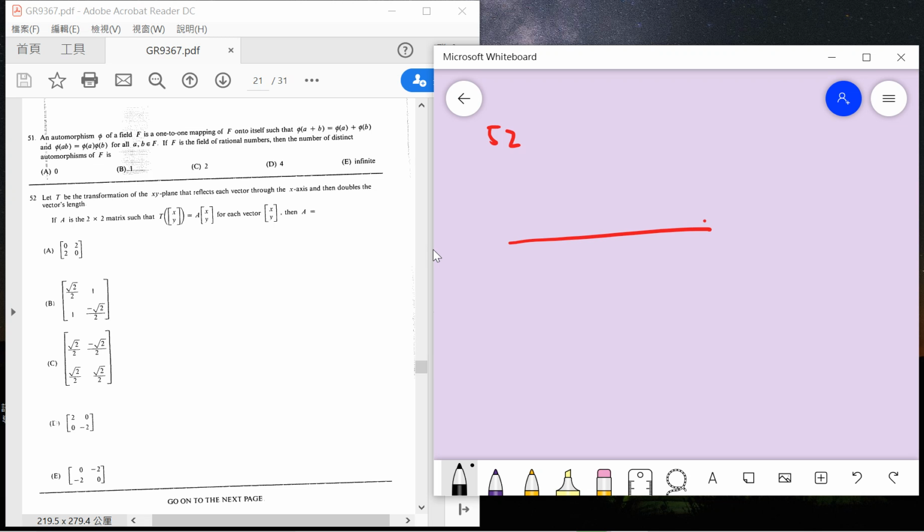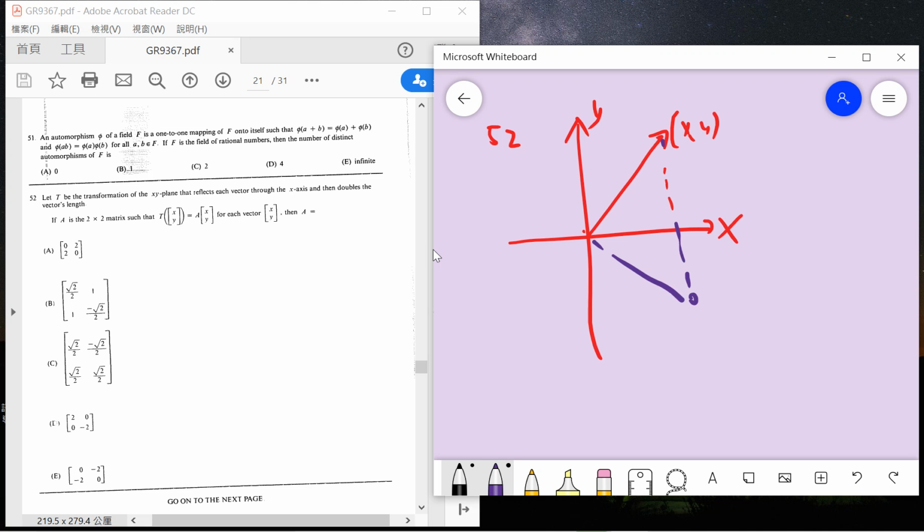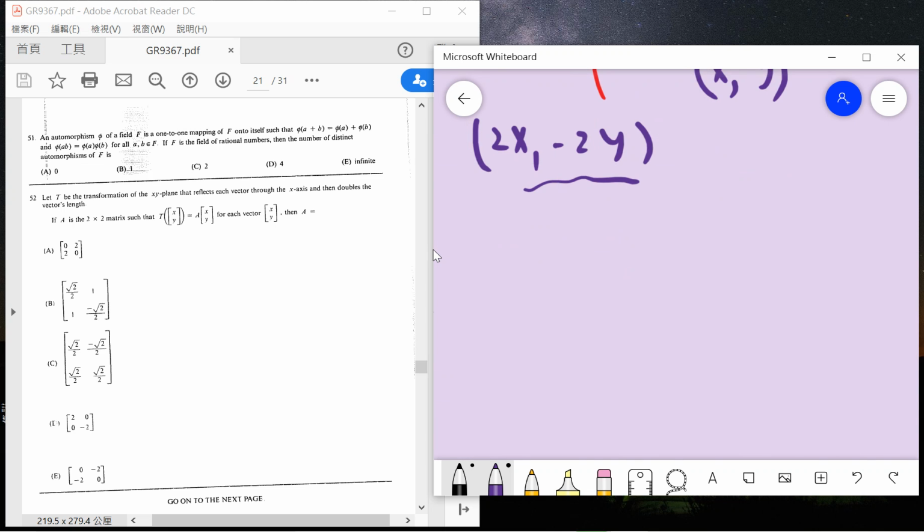Okay, so basically, here saying that suppose you have a vector x and y, and then reflect to x-axis. So this is x and minus y, right? And double the length. So double the length, just double the component. So we have x, y mapped to 2x minus 2y.